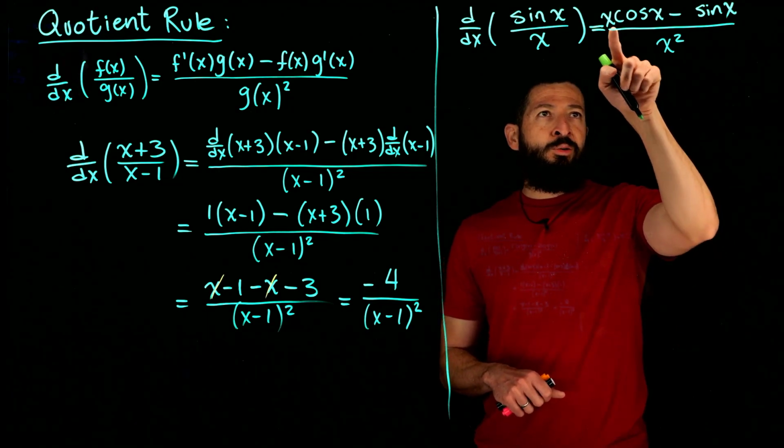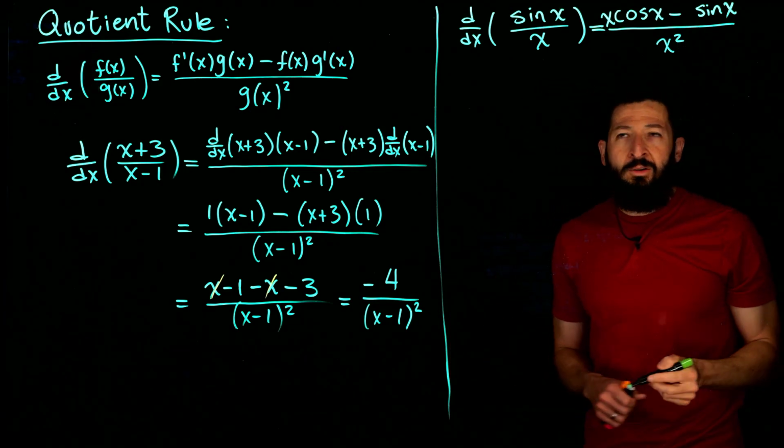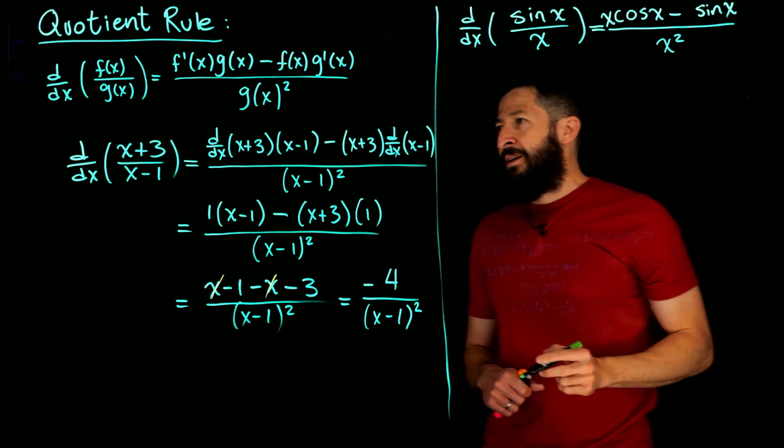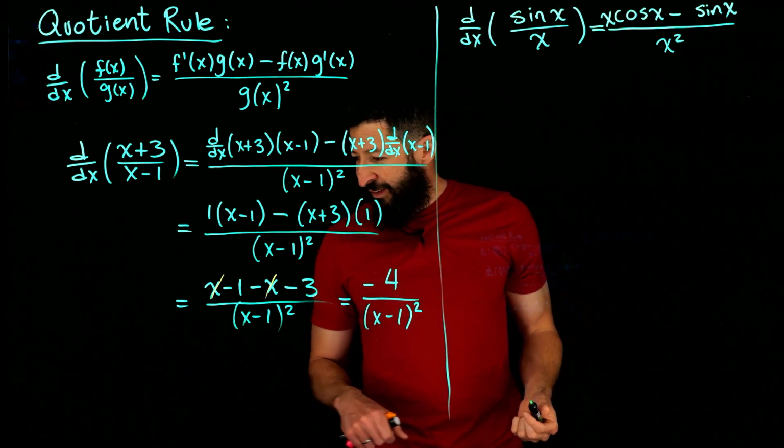Some people will distribute the x squared and write this as cosine over x minus sine over x squared. You don't need to do that. This is perfectly fine. So let's do one more or two more examples of the quotient rule.